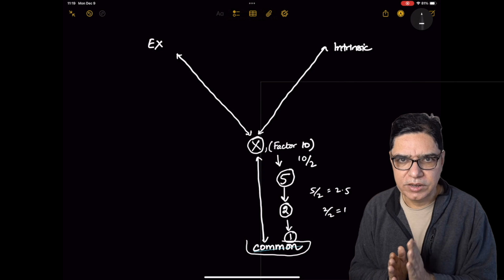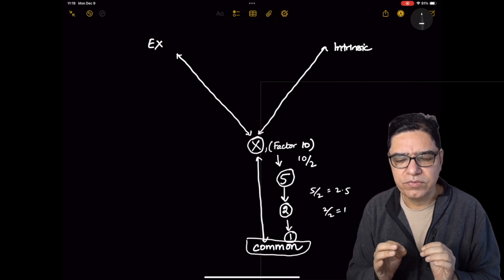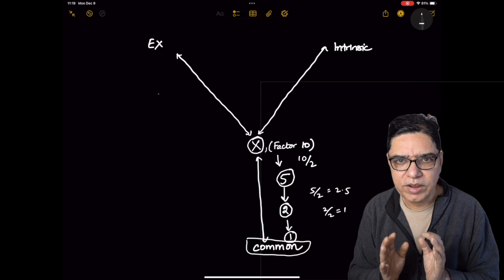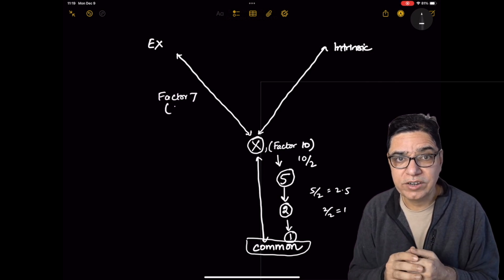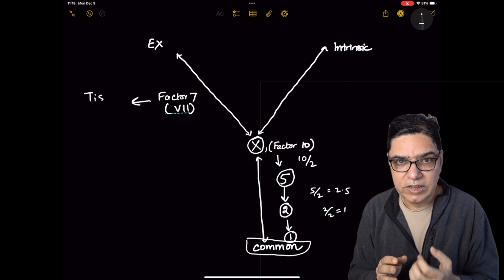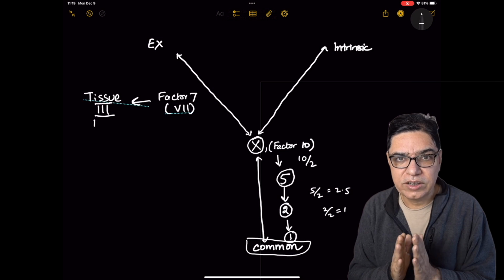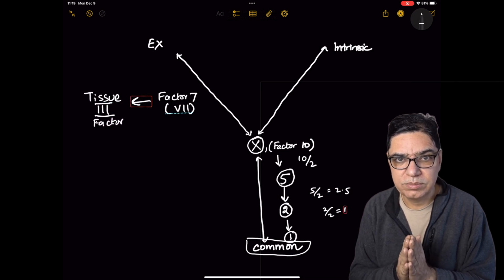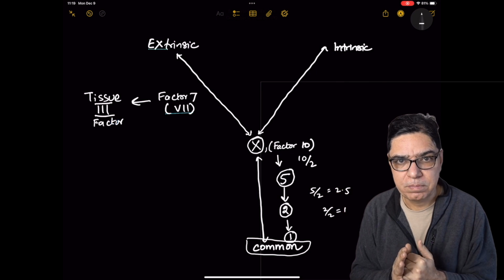On the left upper side is your extrinsic pathway. Now remember, extrinsic pathway is just factor 7. Factor 7, when exposed to tissue, which is your factor 3. Remember, when something is exposed to tissue, that is factor 3. So 7 and 3 are your extrinsic pathway. So the extrinsic pathway is factor 7, and tissue with it is 3.